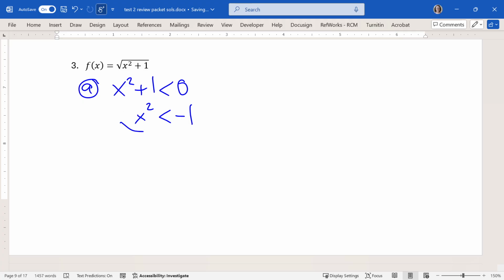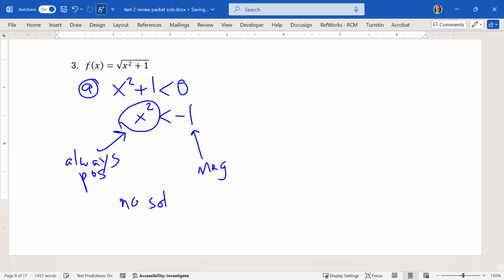Now if we look at this here, isn't x squared always positive? So this is something that's always positive, and I'm asking, where is it negative? Where is it less than -1? That doesn't make sense. I don't think there's any x's that are going to make x squared less than -1. So this has no solutions. And so that means that there's no x values. There are no bad x values.